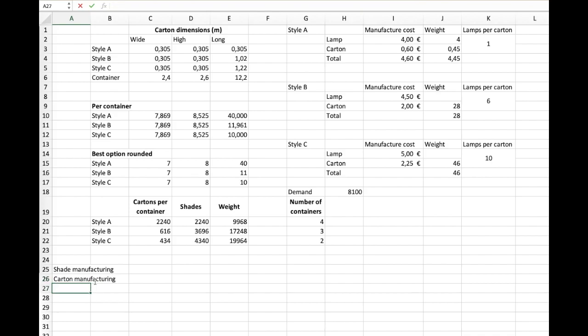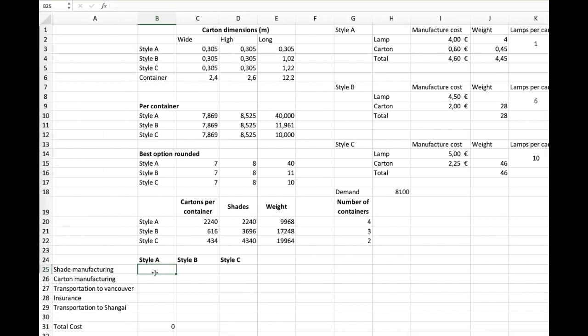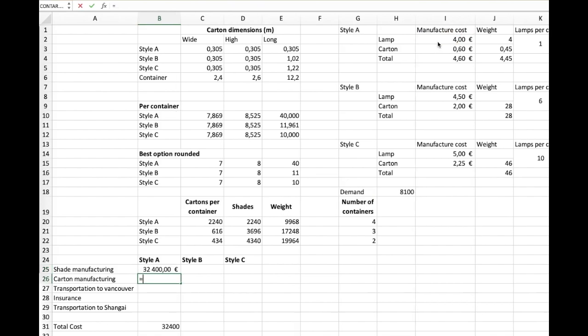We have 5 types of cost. The cost of production for both the product and the package, the first leg of transportation, the insurance, and the sea transportation. And these are the costs that we must consider for the total transportation cost. For the manufacturing cost, we just have to multiply the cost of production by the demand. Can you think of any drawback to this? Can we do the calculations in a different way?